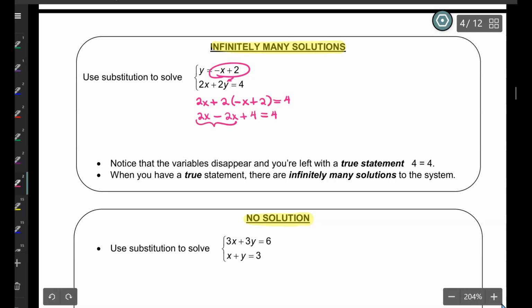Notice the variables end up going away because 2x minus 2x would be 0. So I get 4 equals 4, which is a true statement. When we have a true statement, when the variables disappear, this means we have infinitely many solutions.